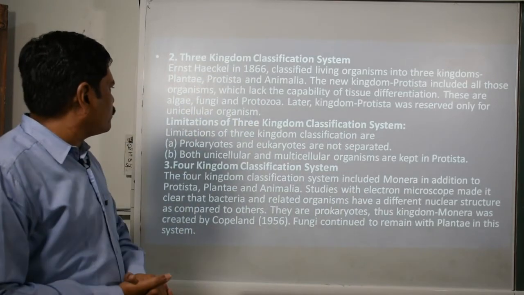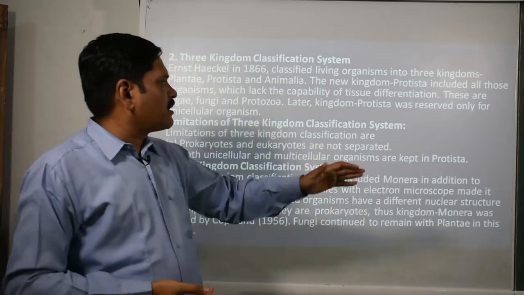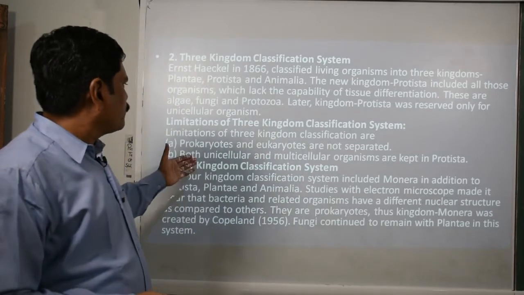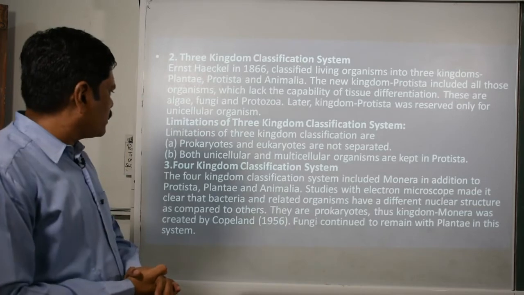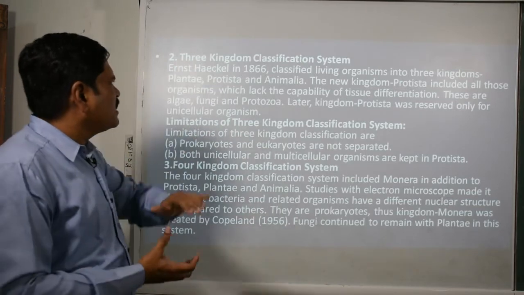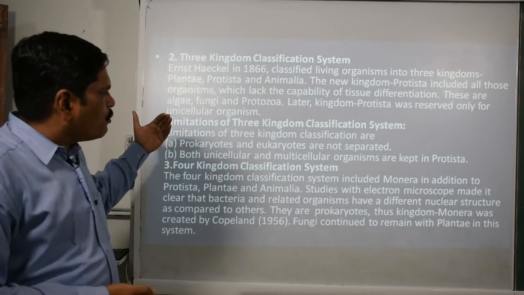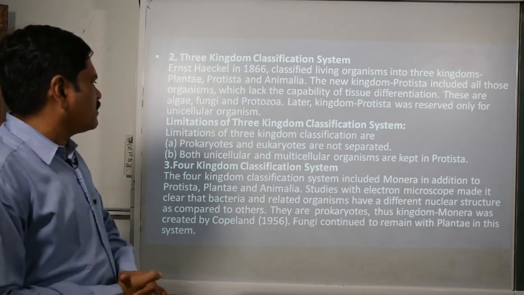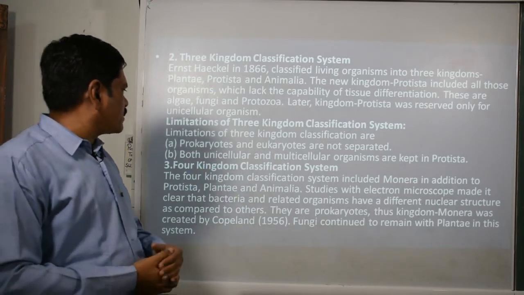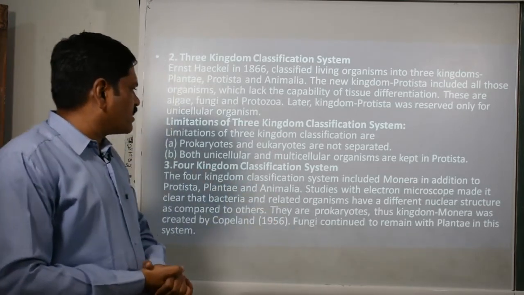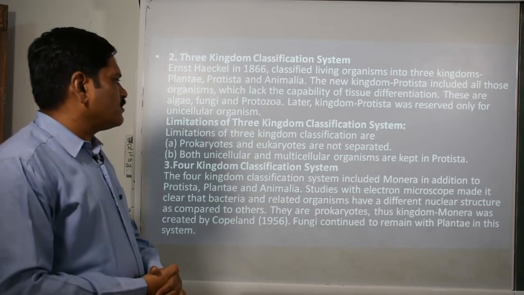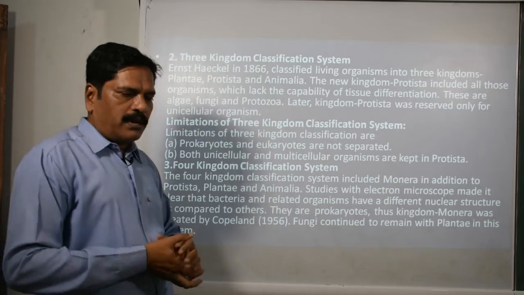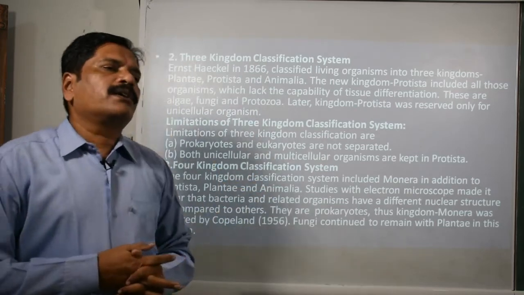So what are the limitations of this one thing? Prokaryotes and eukaryotes are not separated, as I told you. Both unicellular and multicellular organisms are kept in the Protista, okay. So this was the basic drawback of the three kingdom classification. To overcome this, a third system of classification was opted, that is the four kingdom classification, okay, in which we learn that now the Monera was also introduced.